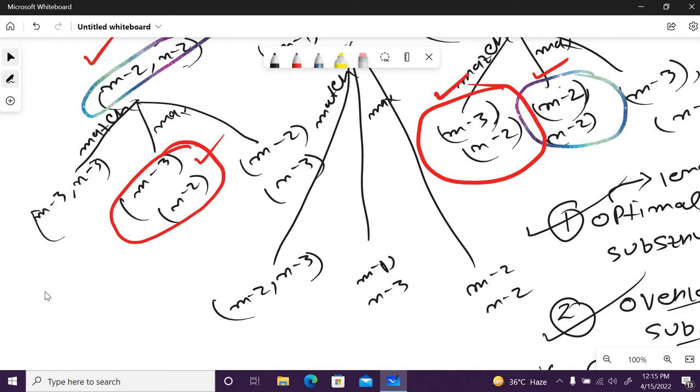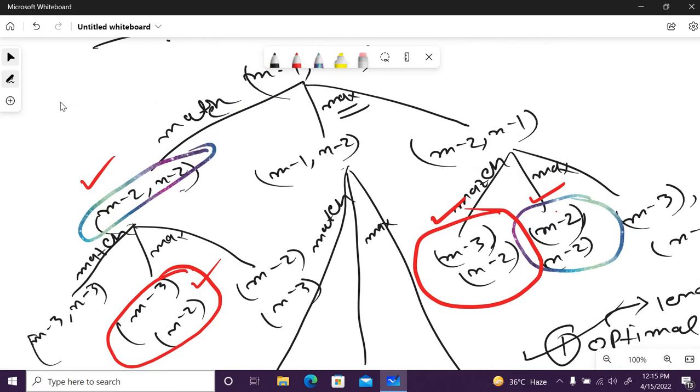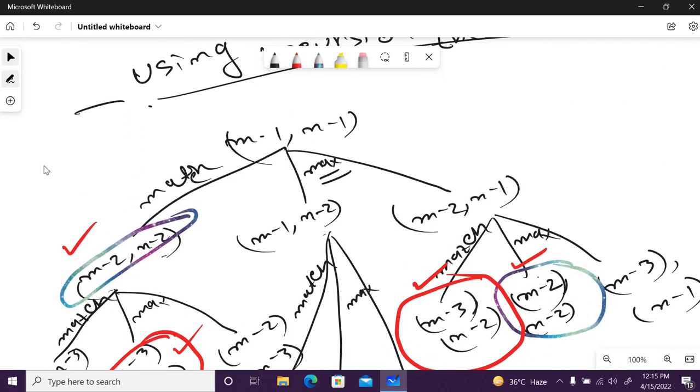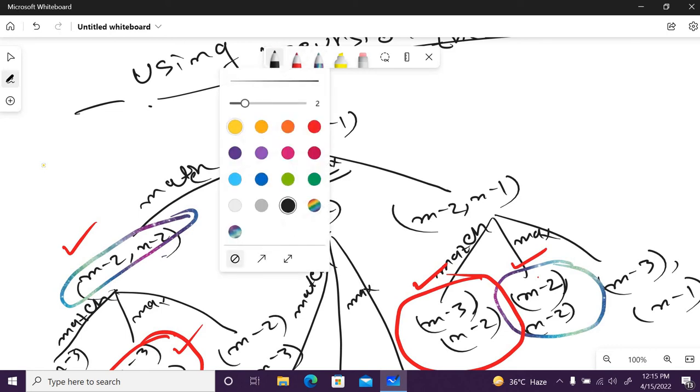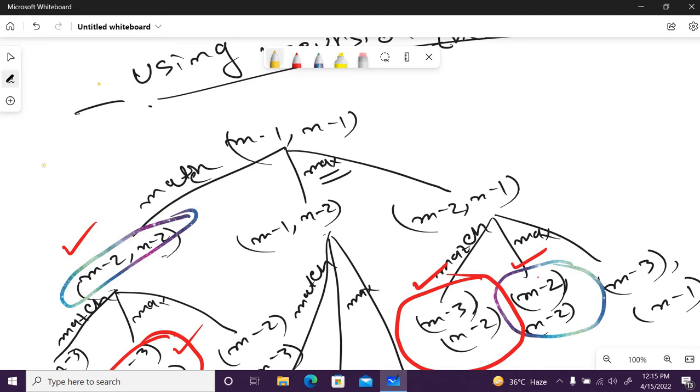Next, I have to find out what is the time complexity of this. If we are not using dynamic programming, what is the time complexity? In the worst case, if we are not using any dynamic programming, then these two things are not matching. These two things are not matching, so it is not a good idea to take it.